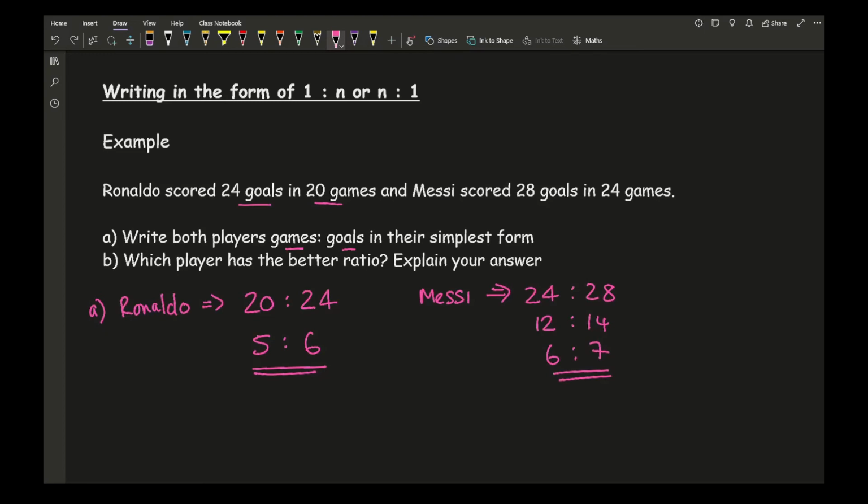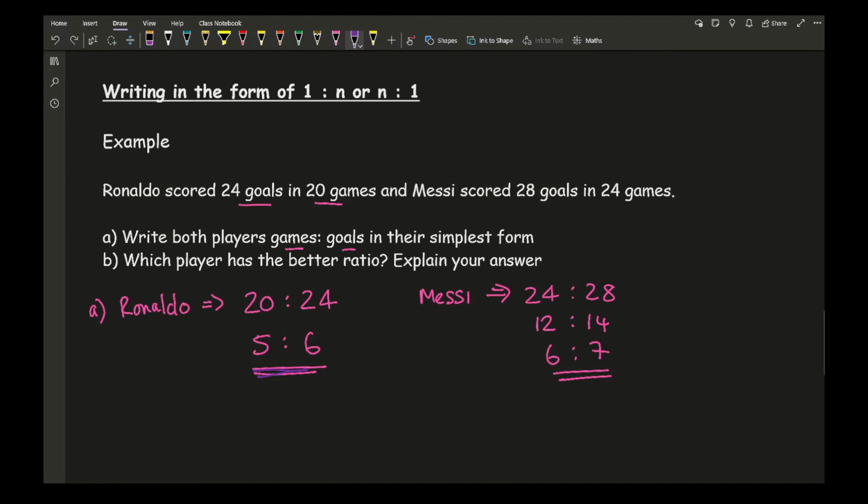Now the next question says, which player has a better ratio? If we look at it at face value, these two ratios say that Ronaldo scores 6 goals in 5 games and Messi scores 7 goals in 6 games. Now the difference is 1, but the question is which one's better?